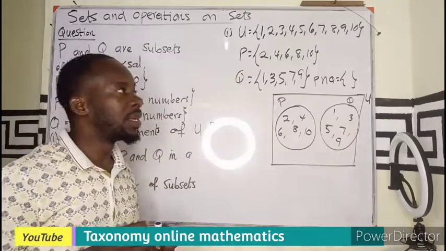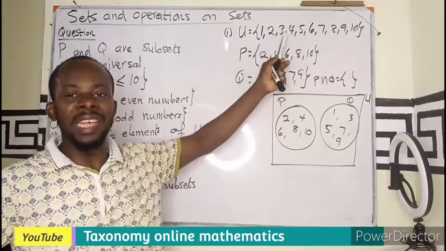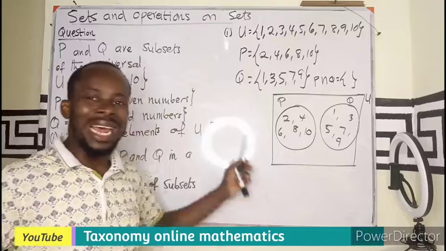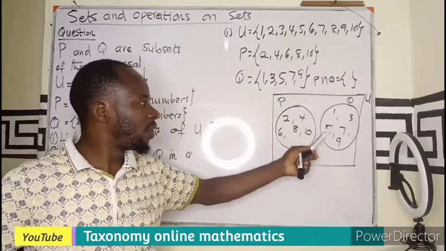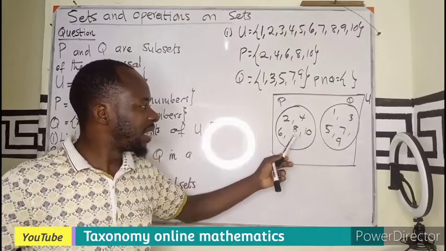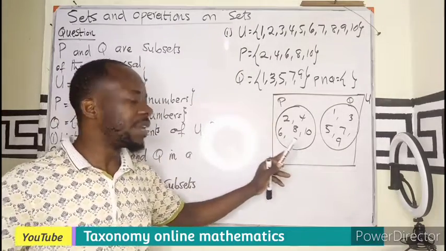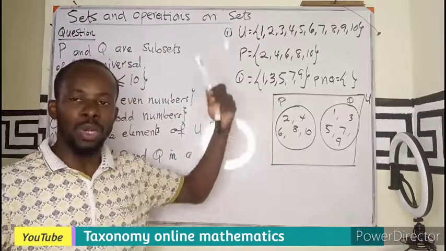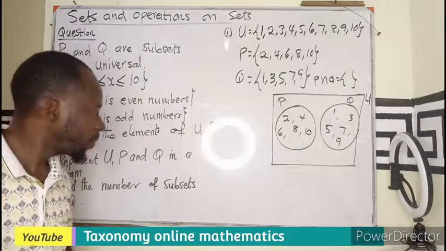Now, I have to check my universal set whether all the numbers listed here are actually in the universal set. So 1, 2, 3, 4, 5, 6, 7, 8, 9, 10. So all the numbers are present. So it means that there is no complement. There is no complement of P union Q. So this will be your final representation.